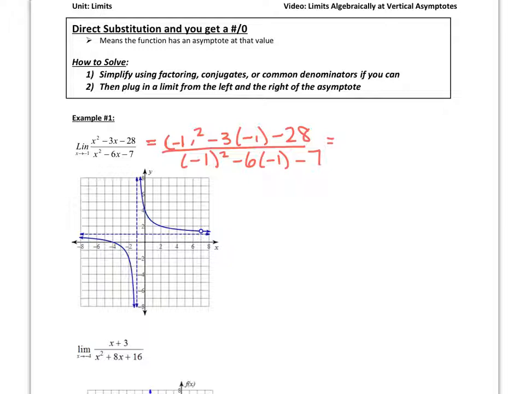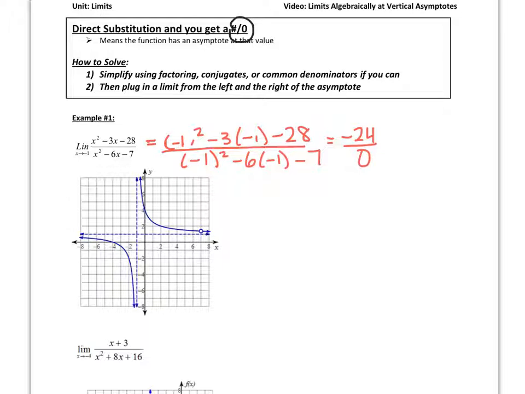Okay, this time I didn't get 0 over 0 like the other problems. I got -24 over 0. So what happens when you get a number over 0, it means that the function has an asymptote at that value. So if we look at the graph, when x approaches -1, it looks like there's an asymptote. So whenever you get a number over 0, that means we have a vertical asymptote.